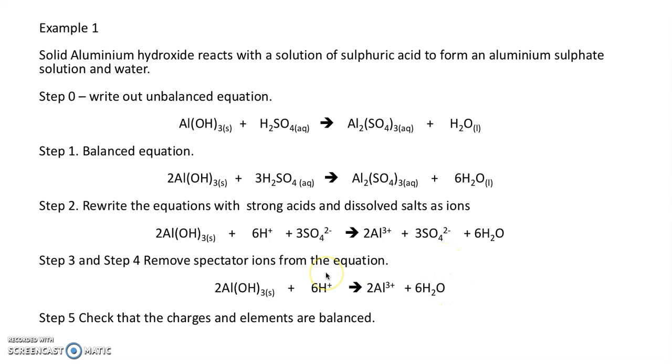The last step is to check that the charges and the elements are balanced. So we can go through and ensure that there are 2 aluminium atoms on each side of the equation. There are 1, 2, 3 times 2, so 6 oxygen atoms and 12 hydrogen atoms on either side of the equation. It's also important to make sure that the charges are balanced. So we have a positive 6 charge on the reactant side and a positive 6 charge on the product side.